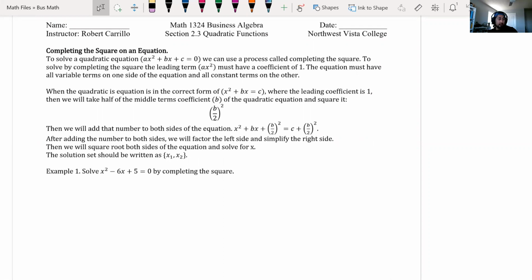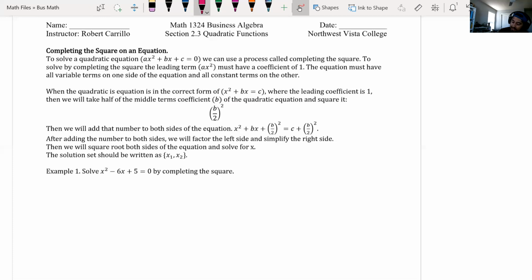So on Tuesday, we learned how to solve quadratic equations by factoring, by the square root method, and by the quadratic formula. Well, completing the square is another method to solve a quadratic equation. And in order to do the completing the square process, we need to have a perfect form. That form is going to be x squared plus bx equal to c. So in order to complete the square on an equation or a function, the leading coefficient of x squared must always be 1. And once we get this perfect format, then we can continue the method.